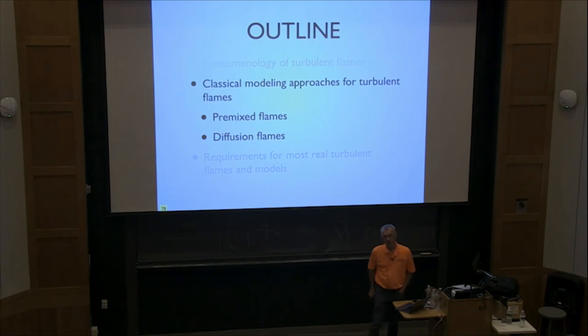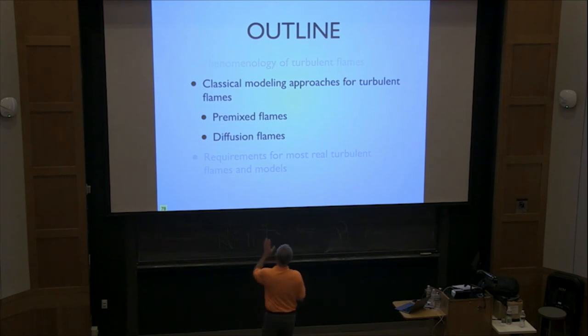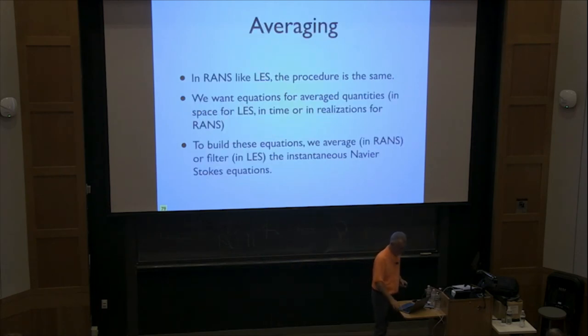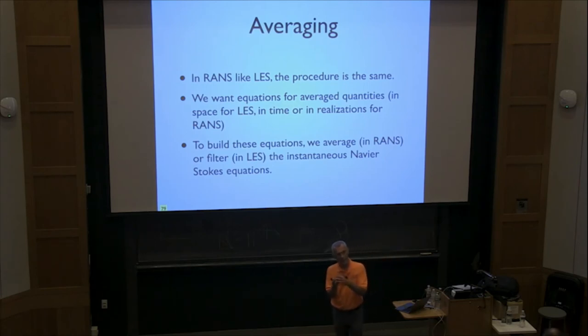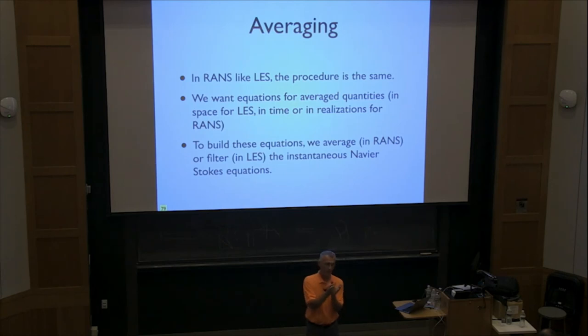Okay, we are going to average, and we are going to use Favre average. So how do we do it now? In practice, I'm going to talk only about premixed flames, because the procedure is almost the same. And for the averaging, if you want an equation for the average quantity, you need to start from the equation for the instantaneous quantities and average the equation and see what happens.